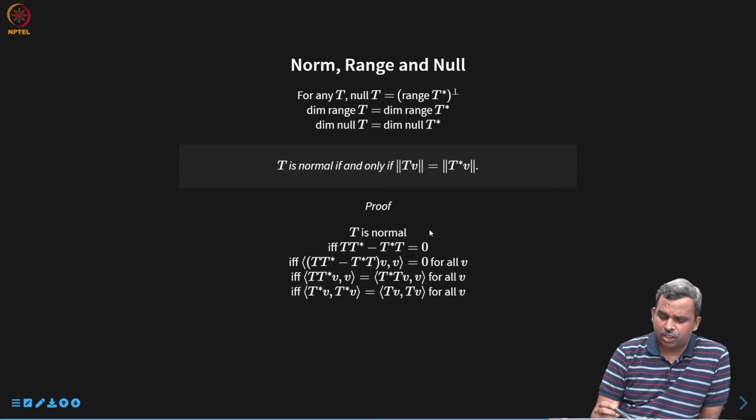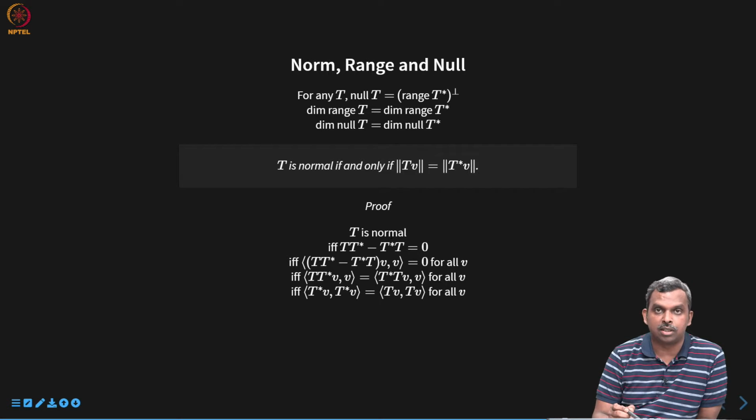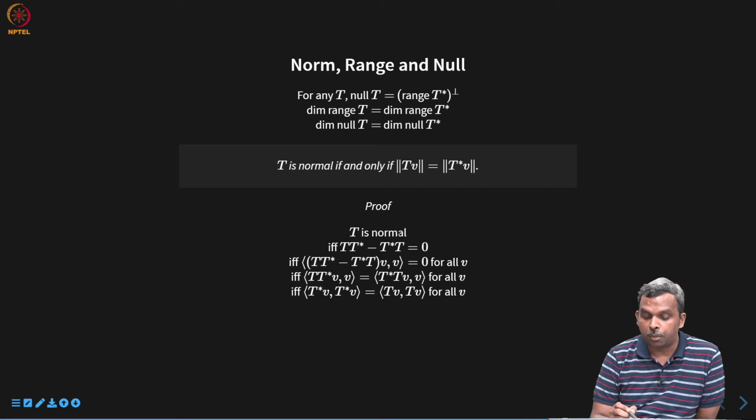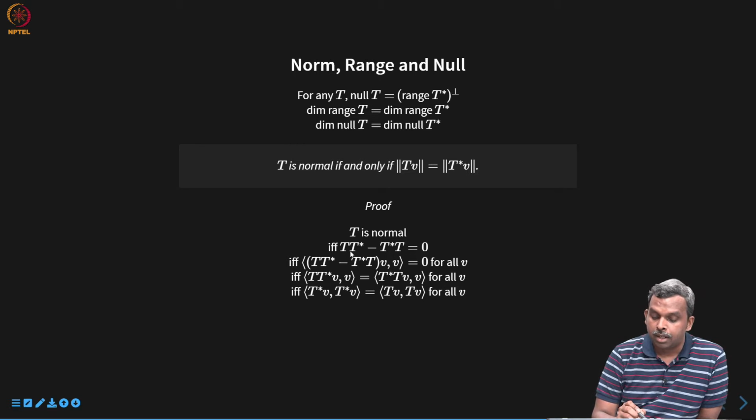The proof is actually quite interesting, and you can see the inner product enters the picture here. I'll just quickly go through the proof. This is the same proof which is in your book as well. T is normal if and only if this is true. This is just the definition: T star T equals T T star, brought to one side. Now an operator being 0 is also equivalent, if and only if, to that operator operating on V, inner product with V, being 0 for all V. This is an if and only if. So operators are like this.